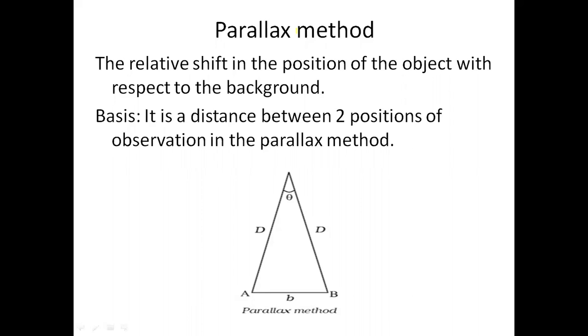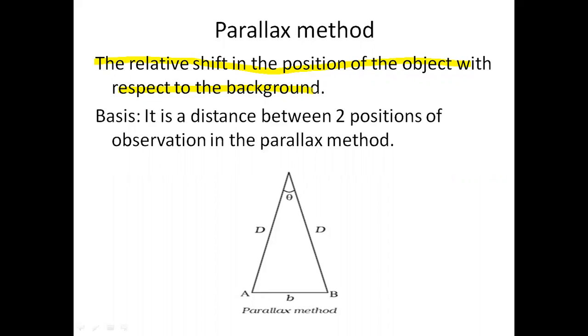What is the parallax method? See the definition here. I'm going to highlight: the relative shift in the position of the object with respect to the background. For example, when we see the moon by standing on the earth, we feel that it is so near, but when we find the distance, it is very far. For our eyesight, the distance appears varied, so we feel it is very near to us. Let us go through the definition now.